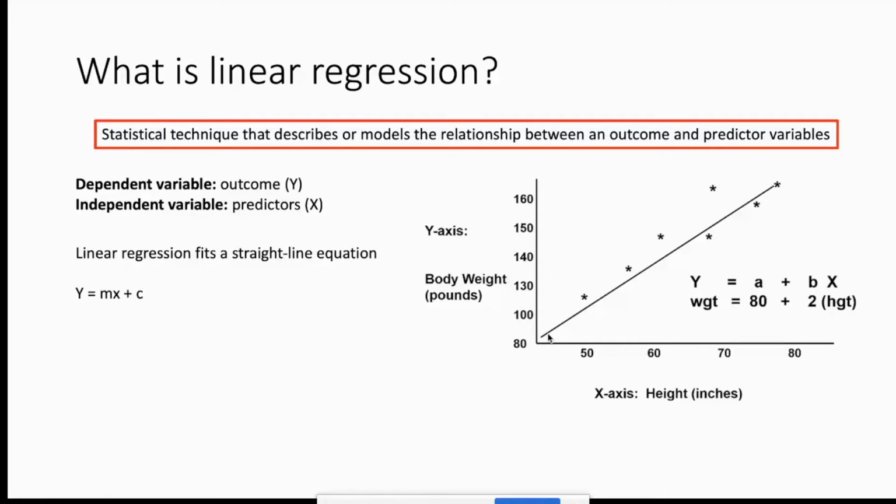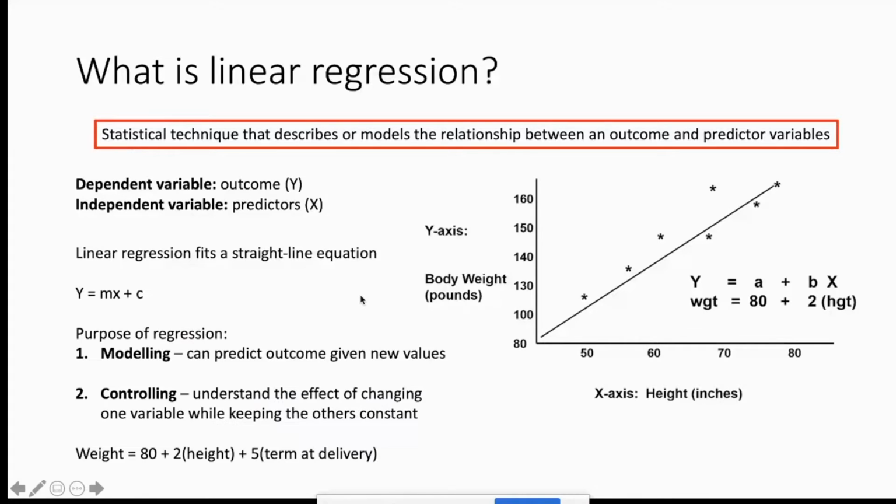So again, this is a simple straight line equation to fit the data. The purpose of this modeling technique, firstly, is that we can predict an outcome given new values. So let's say if a baby's height was 55, we could then go across and predict their body weight, given that we've established the model. But also quite an interesting concept is that when we build this model, we can control for various factors. We can start to understand the effect of changing one variable while keeping the other variables constant.